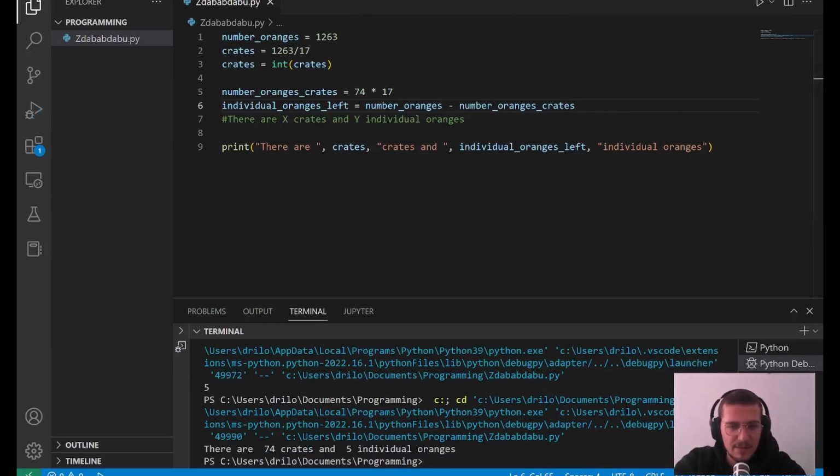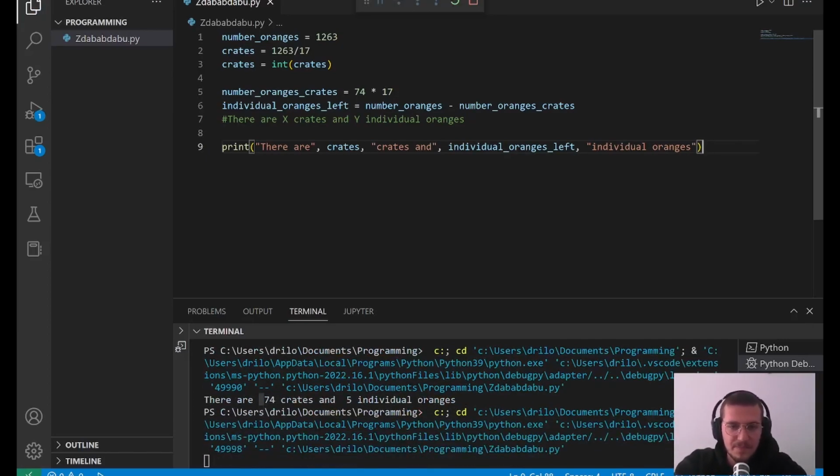So we have 74 crates and 5 individual oranges. We fixed that. It seems we don't have to put the blank space here, because it's doing double spaces. The comma here does that on its own, so we can just remove those and it's good. When we run it again, it's fine.